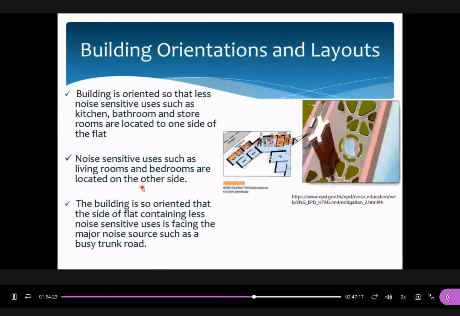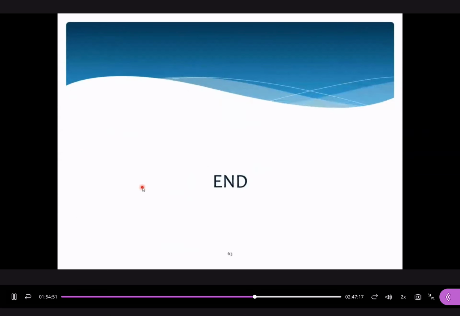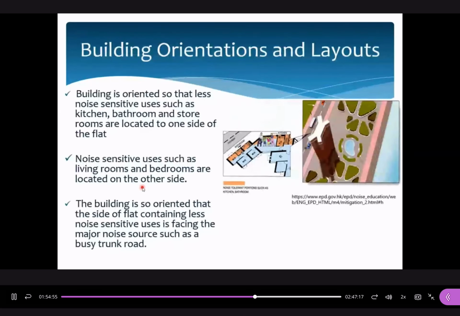And finally, there are building orientations and layouts. They proposed that we can relocate some sensitive areas such as the bedrooms and the living rooms to the other side. But please pay attention, this is not the duty of engineers. The design of building orientations and layouts should belong to architects. Okay, this is the end of this topic. Let's take another break and then we go back to do our tutorial tonight.